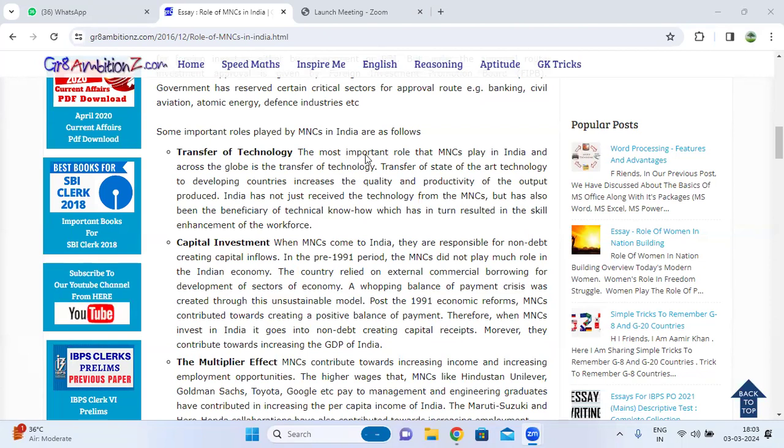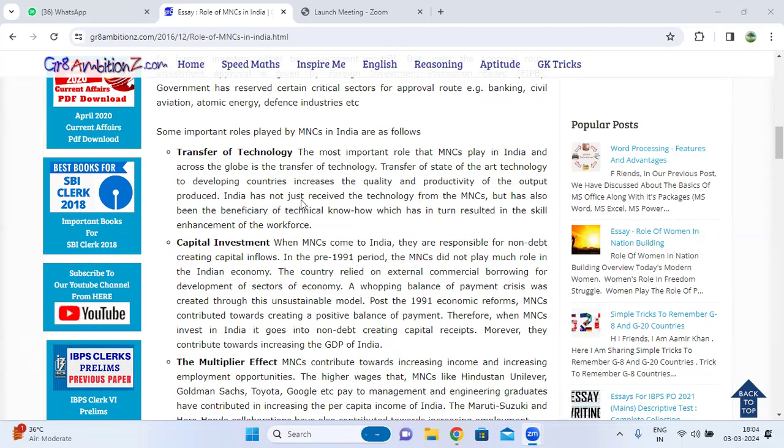It is also a very important role for the multinational corporations. Transfer of state of the art technology to developing countries increases the quality and productivity of the output produced.